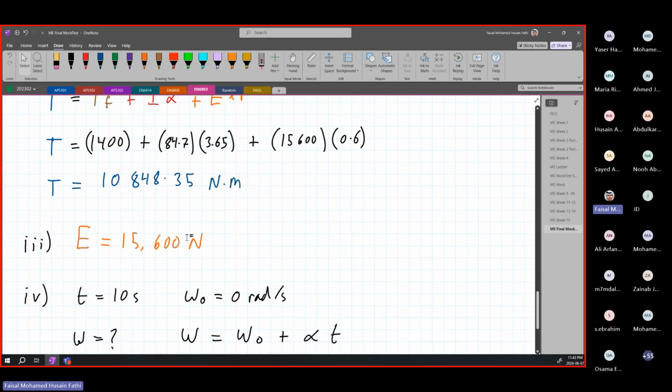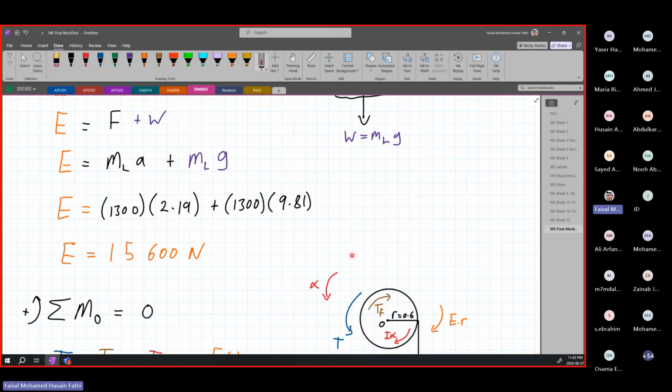Once you find your torque, question 3 was simple. It said just find tension, which we already did. You find tension over here.